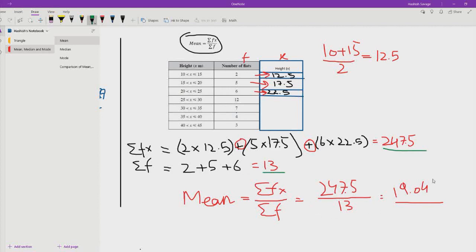You will divide both of the answers to get the ultimate answer, that is the mean of this question.